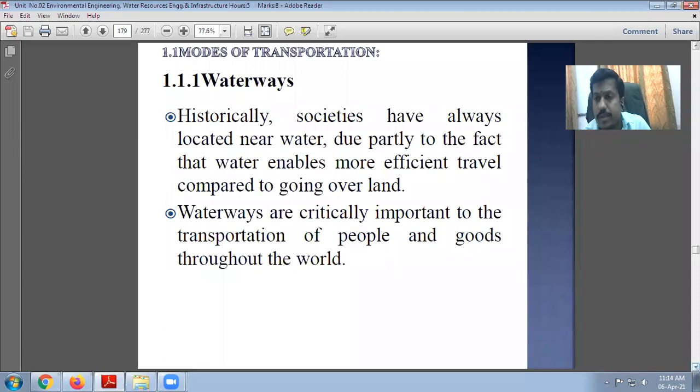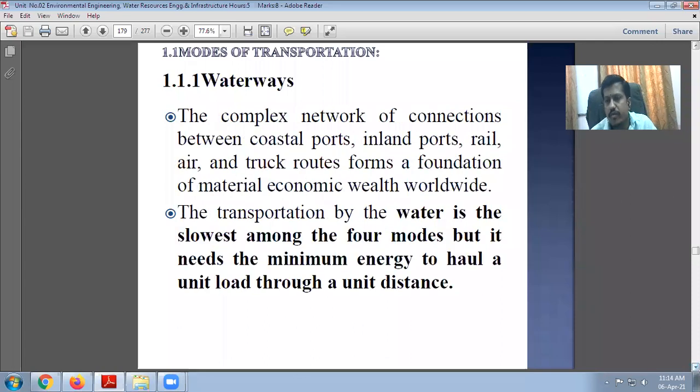So previously we were discussing the waterways. Waterways are critically important for the transportation of people and goods throughout the world. Why are these waterways very helpful for us? Because they are the oldest mode of transportation as compared with the other modes, with the help of big vessels or ships.